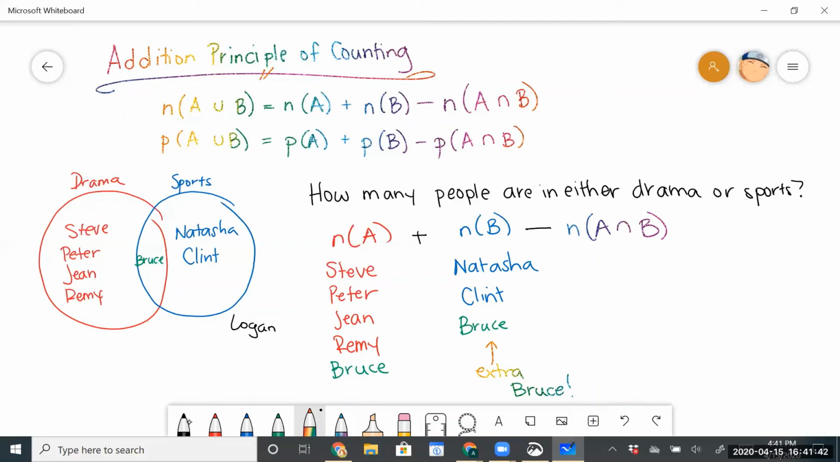I had Bruce in A. I accidentally counted Bruce again in group B. I can't just leave him out. He's part of the intersection. But what I can do is account for the extra Bruce by subtracting the intersection. And again, what I'm doing is taking care of the situation of counting the intersection twice. That overlap, I just subtracted the overlap.